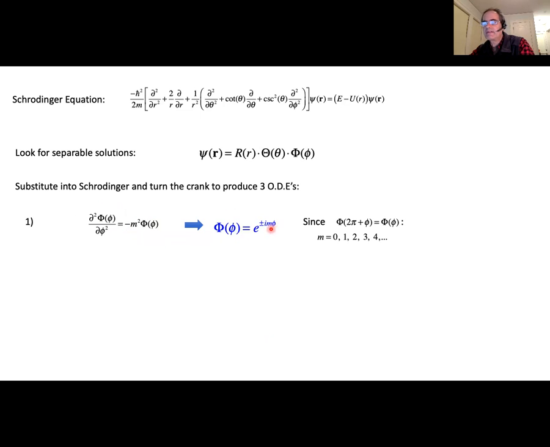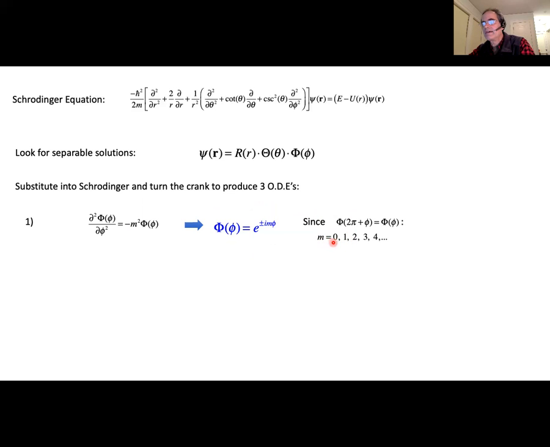But there's a boundary condition. If we go all the way around the azimuthal coordinate from 0 to 2 pi, the function has to go back to its original value because it has to be continuous everywhere. So that means that the value of the function at an angle phi has to be equal to the value of the function at 2 pi plus phi. And the only way that can be is if m is an integer.